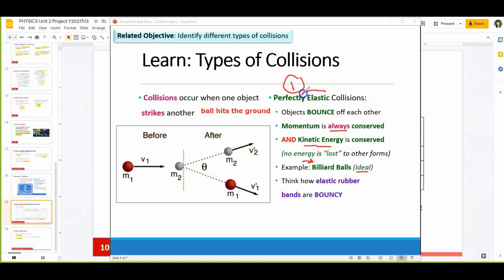Now, when you think about this, you should think about the word elastic, like an elastic rubber band, and how they're bouncy.